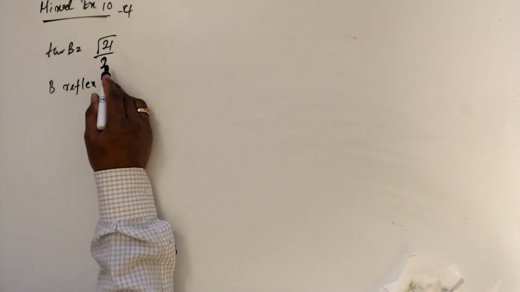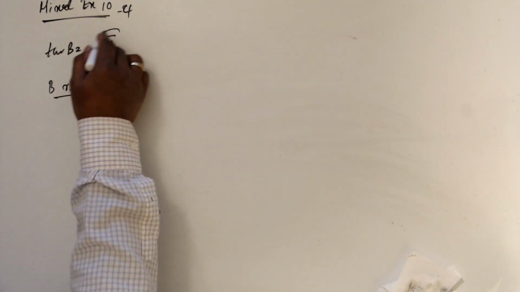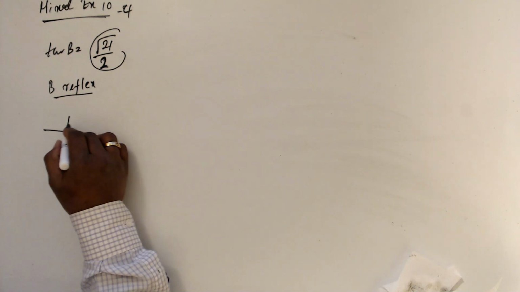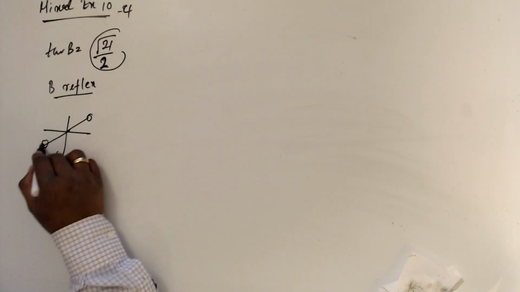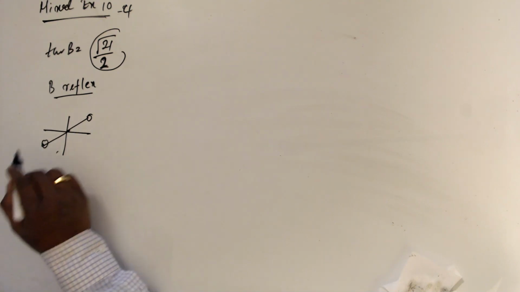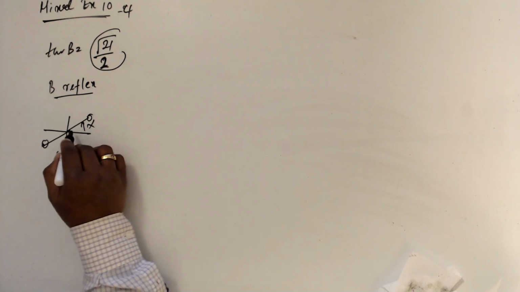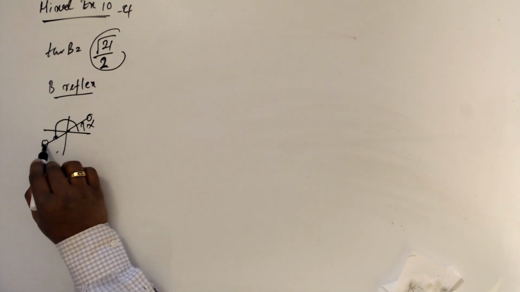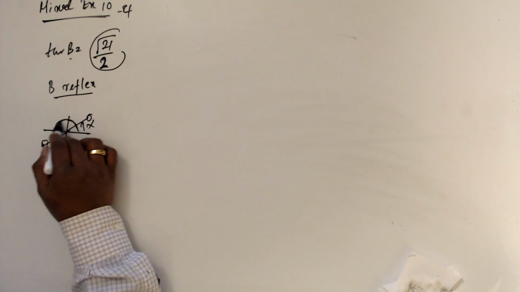Tan B is square root 21 over 2 and B is reflex. This value is positive. Tan is positive in which quadrant? Tan is positive in the first quadrant and the third quadrant, those two quadrants. But B is reflex, so it can't be the first one, it has to be the third. Then the angle should be in the third quadrant. So now we know that B is in the third quadrant.